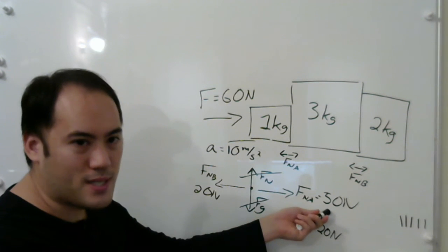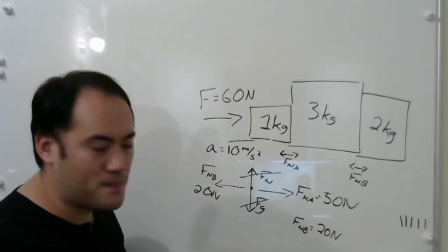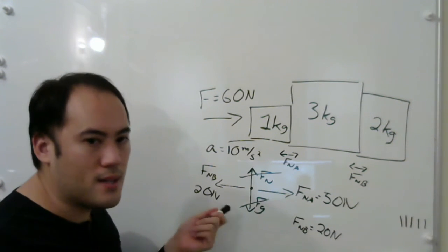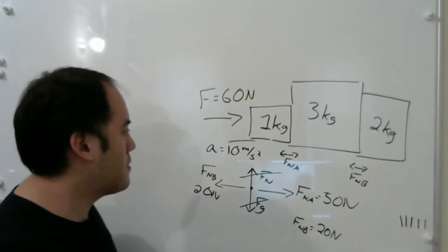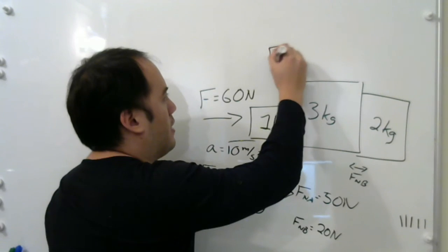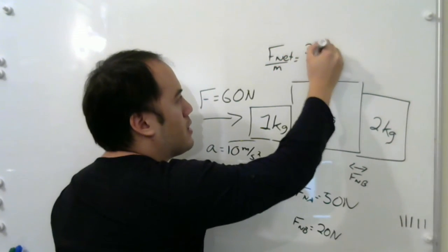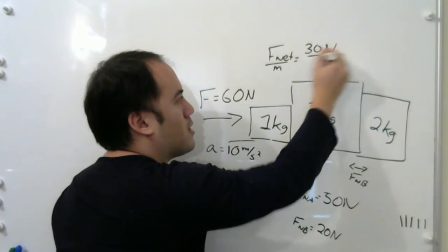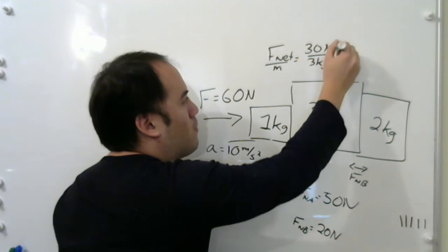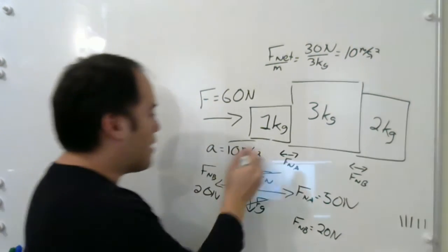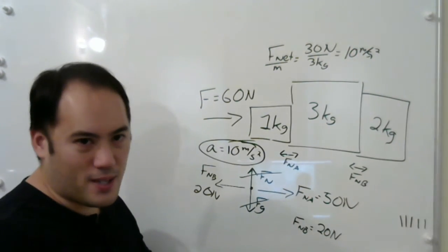The net force over the mass is acceleration. And it should be 10. Well, 50 minus 20 is 30 newtons. F net over m is 30 newtons over the mass, 3 kilograms. Oh my gosh, we got the right answer. We are physics geniuses. We're all going to get 5s on the AP.